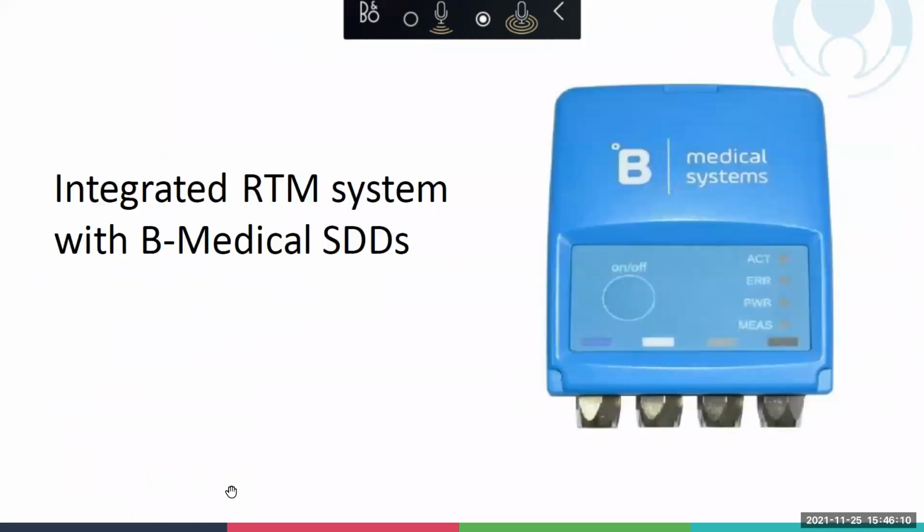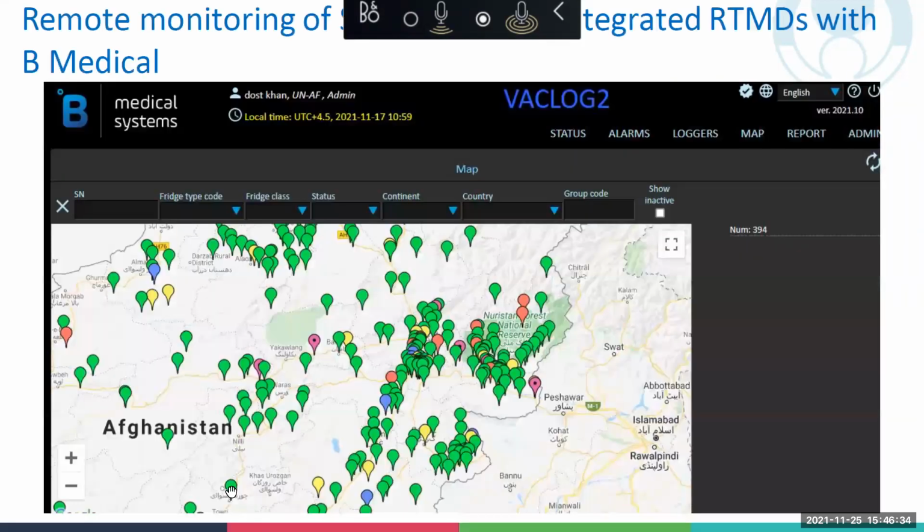Next slide. So that is how the remote temperature monitoring for working cold rooms using the Beyond Wireless system is being done. We also have the SDDs in the country, which are installed in all our facilities, and they are also integrated into the B Medical remote temperature monitoring system. So next slide, let's see how we monitor this.